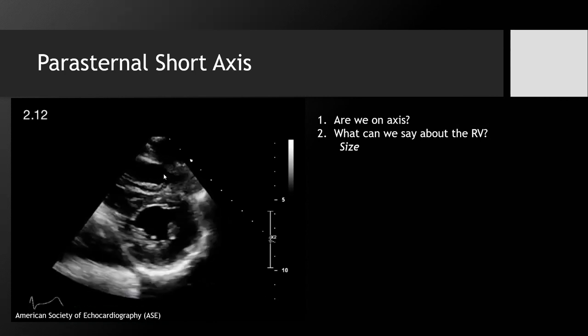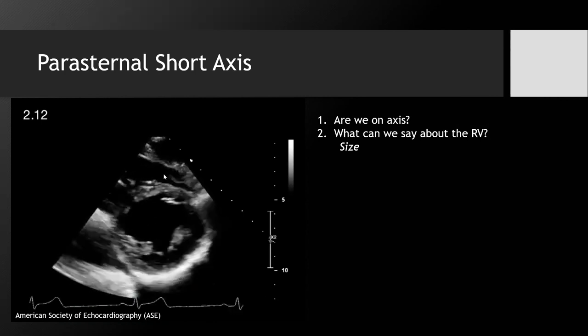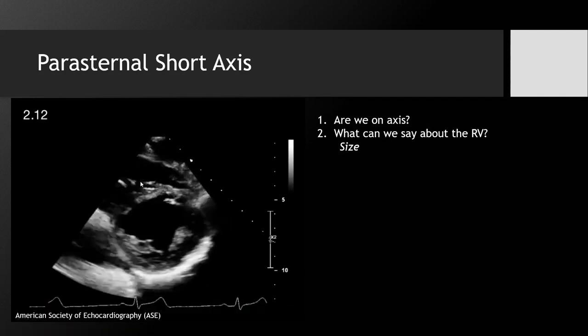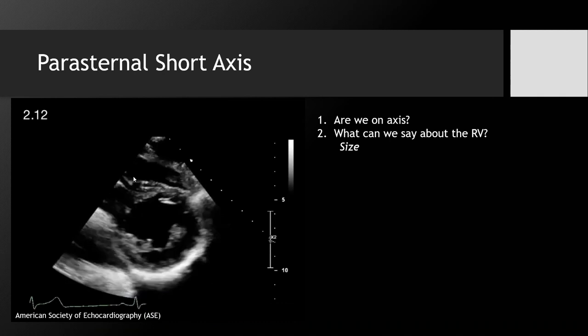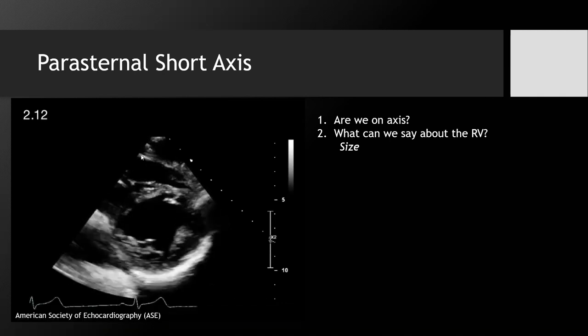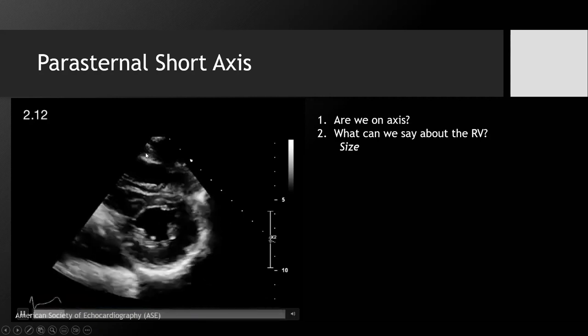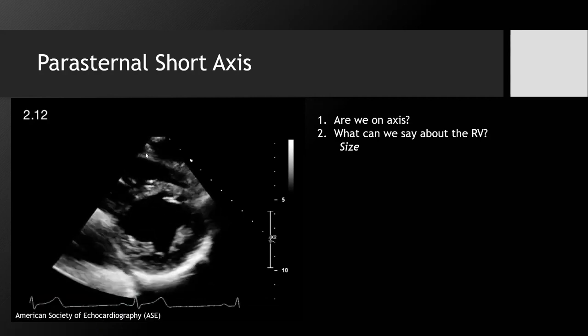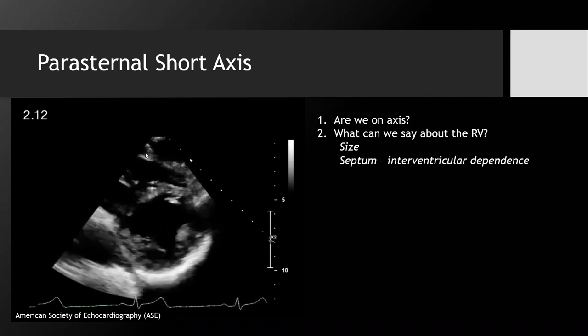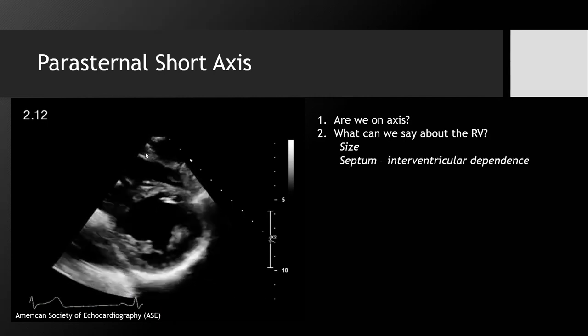Certainly if it's larger than the LV, that would be abnormal. Sometimes it can look a little bit large, not as large as the LV, and you might not be sure, and there isn't a great way to measure or prove that something is enlarged. So it's just something to keep in mind. But the much more impactful point to look at when you're looking at the parasternal short axis view in terms of the RV is septal kinetics, looking at this interventricular dependence.